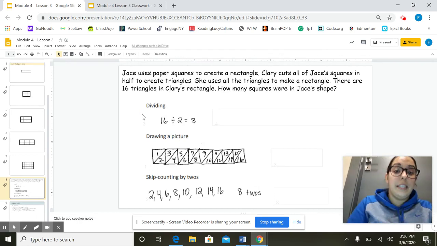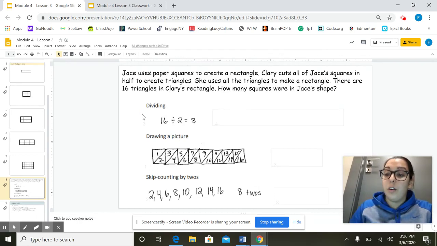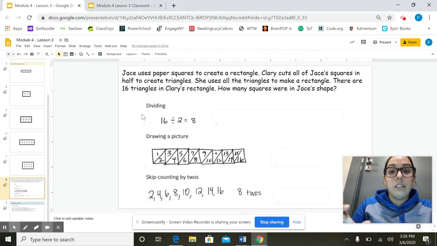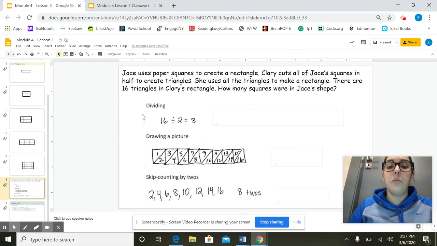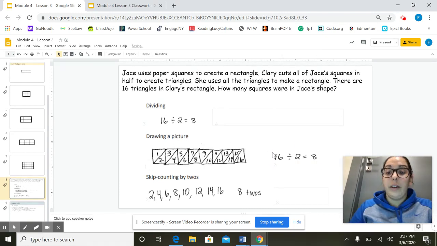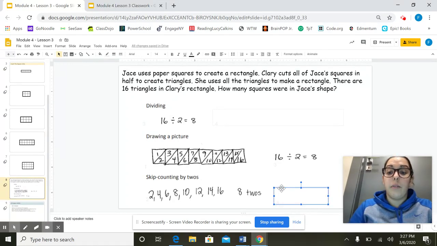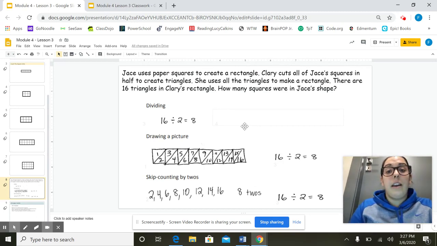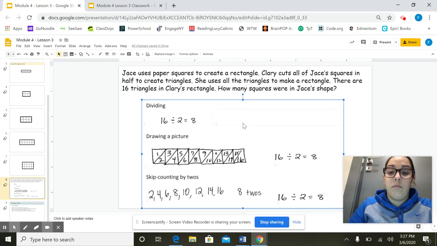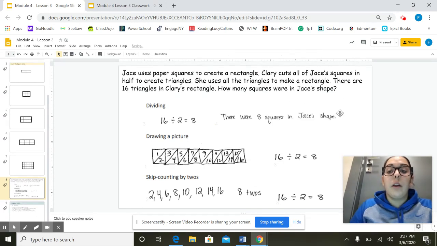Okay, we can go ahead and just do a division problem. You can go 16 divided by 2 equals 8 because we know that there are 16 triangles and we know that 2 triangles makes 1 square. Therefore, 16 divided by 2 equals 8. Okay, we could also write our drawing using the equation as well. Same with the skip counting. Write our equation. Okay, always make sure that we're answering our question by writing down our sentence. So how many squares were in Jace's shape? There were 8 squares in Jace's shape.